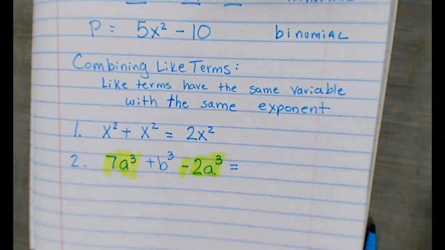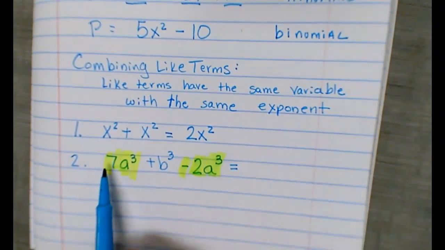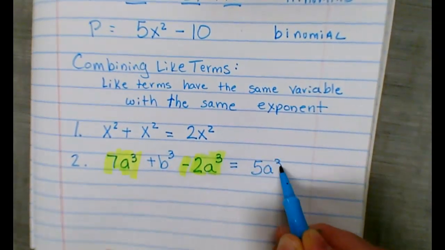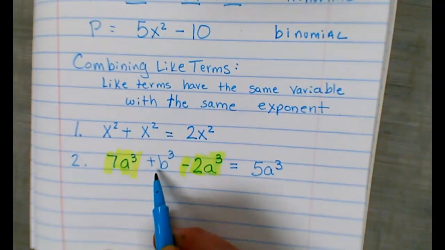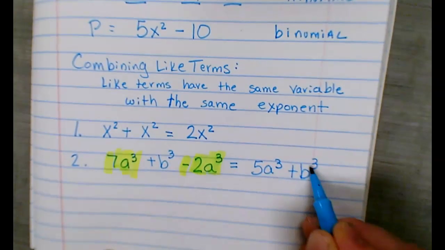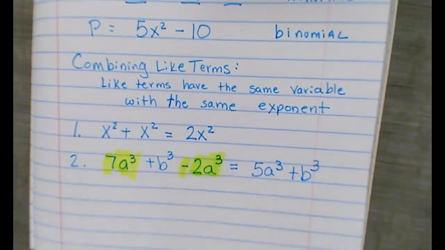So, are those like terms? Do they have the same letter and the same exponent? So you combine like terms by adding 7 plus a negative 2. Does this one have a like term to go with it? So it just has to move to the answer. Doesn't have anything to combine.